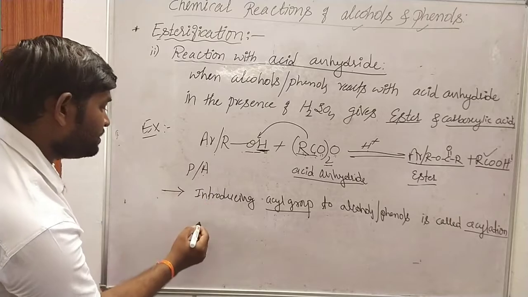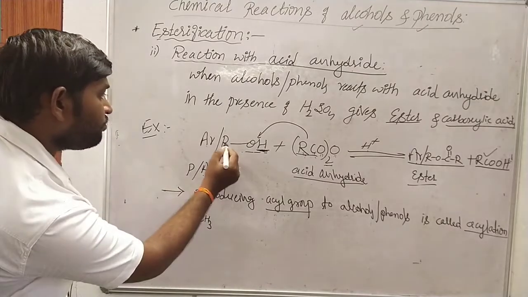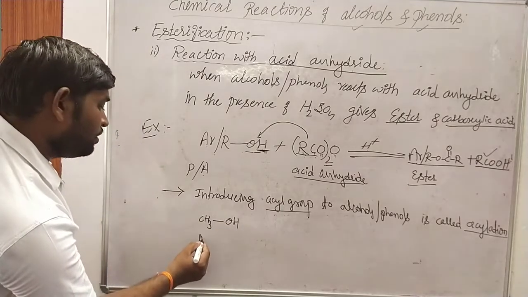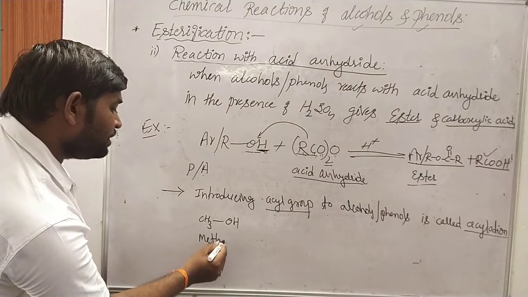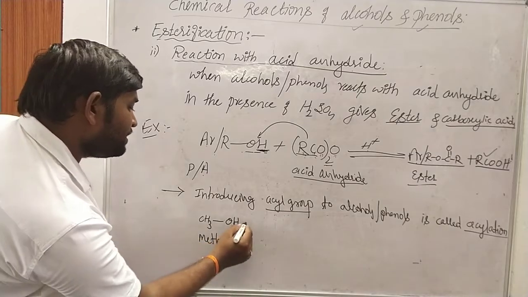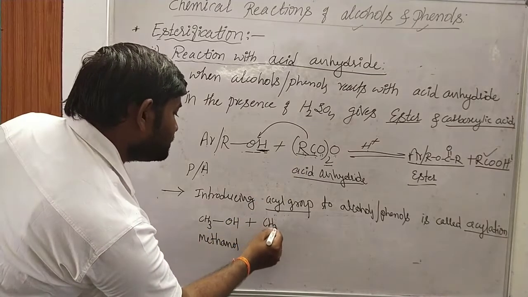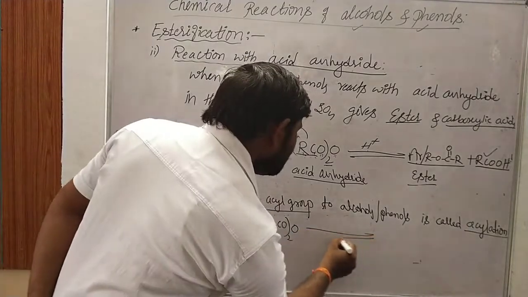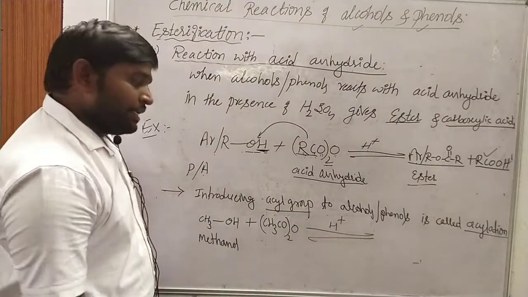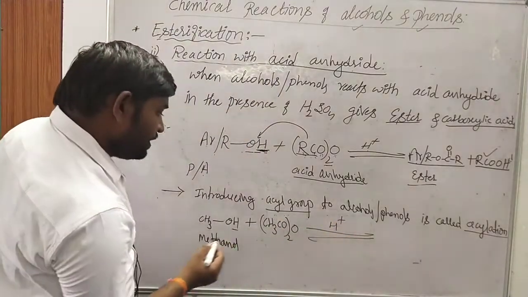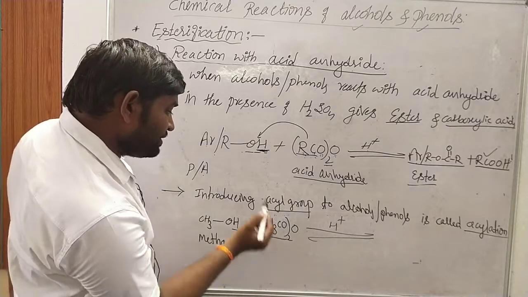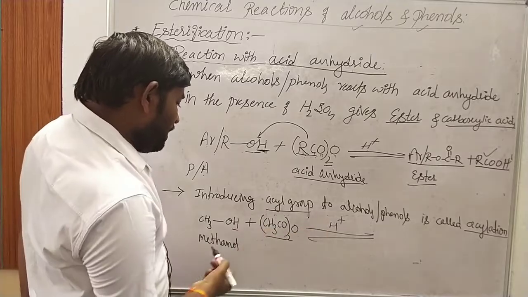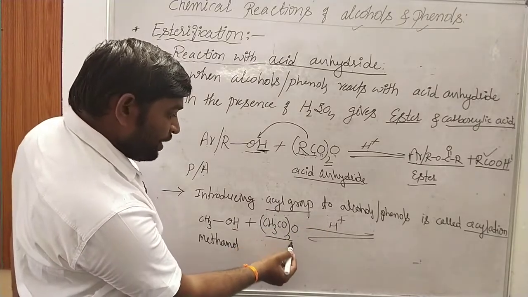Here you may consider an alcohol, CH3OH. This is methanol. So a simple alcohol, I have considered methanol. When this methanol reacts with the acid anhydride, CH3CO twice O, in the presence of an acidic proton, H plus ion, the hydrogen atom of this alcohol is replaced by one acyl group, that is COCH3. So H and CH3CO will come outside.